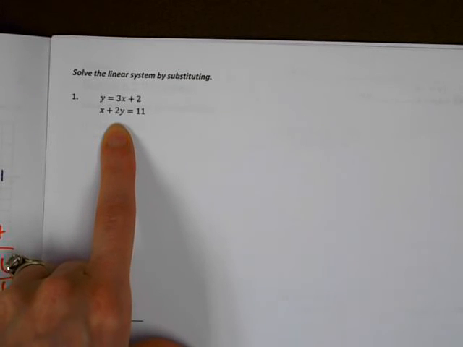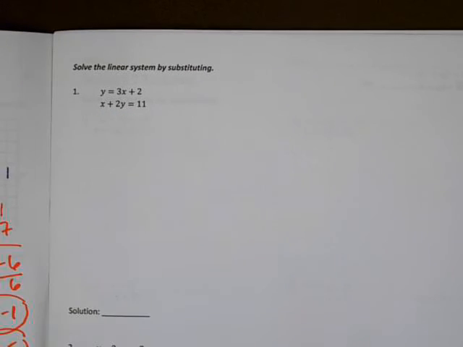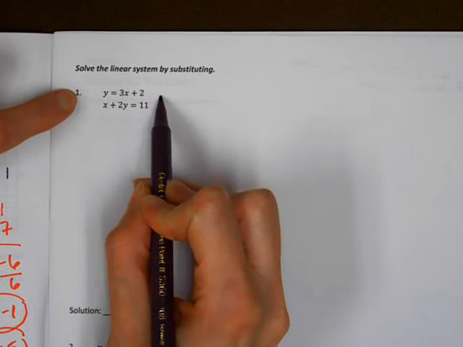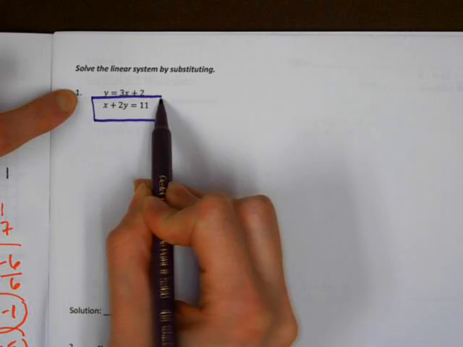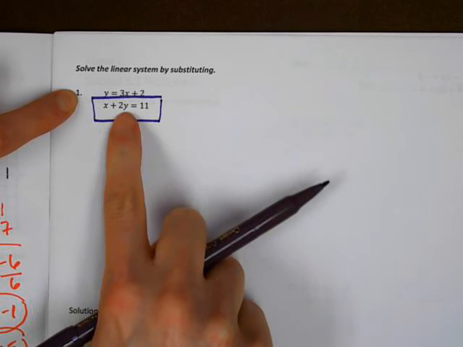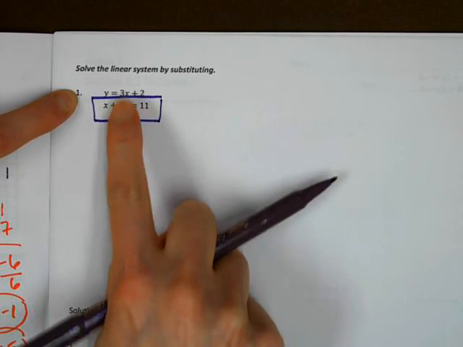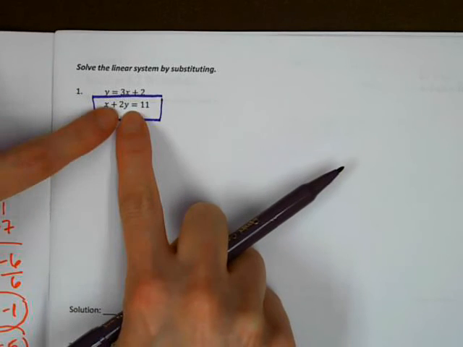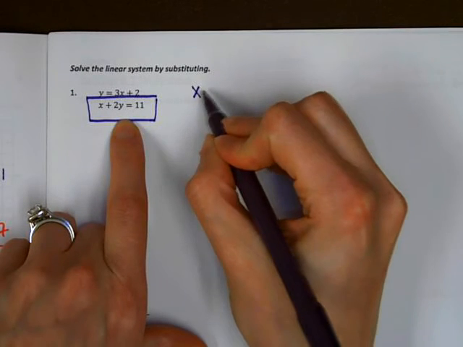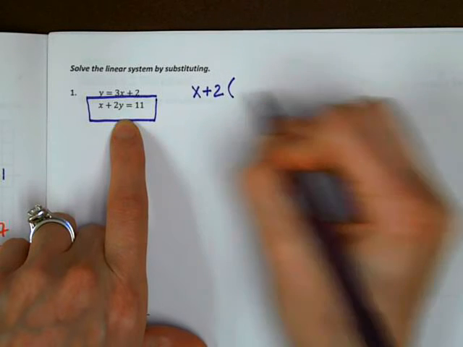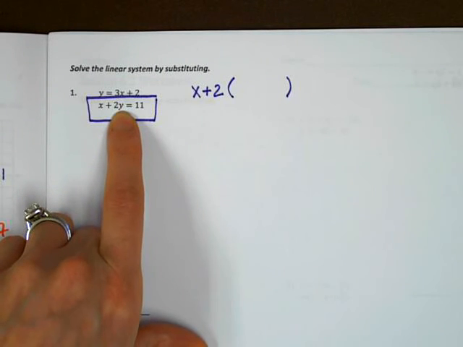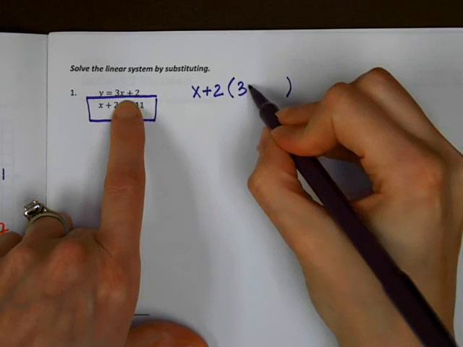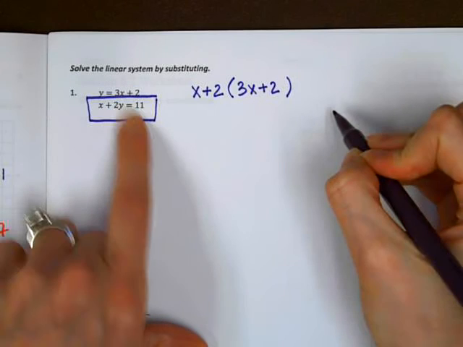Substitute one equation into the other. So see how it says y equals 3x plus 2? That means in the other equation, wherever we see a y, we're going to substitute it with 3x plus 2. Okay, so we're putting this down in this one. So now if we rewrite it, it's x plus 2 times, we're not going to write y, we're going to replace it with 3x plus 2. And then that still equals 11.